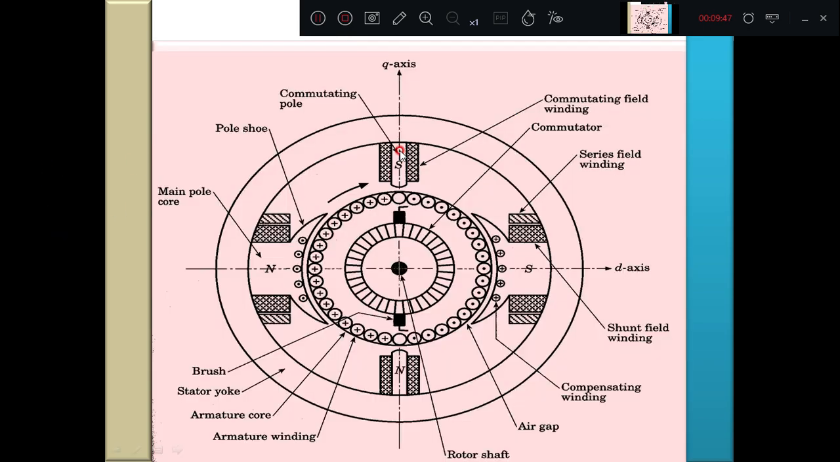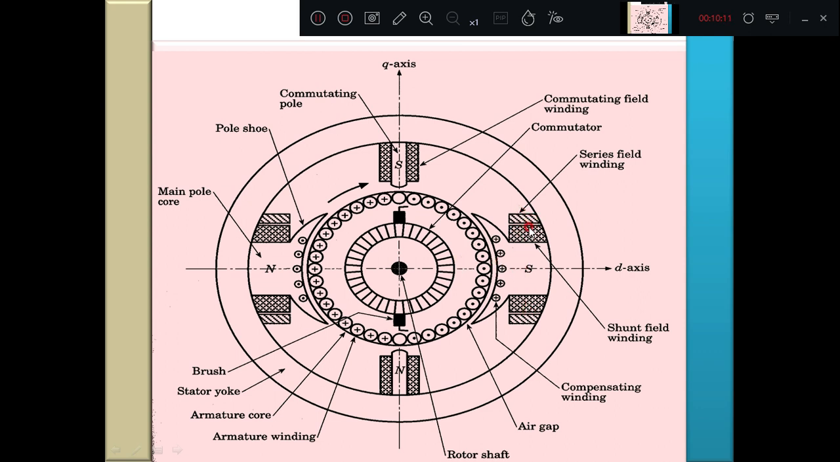If you look into this figure, you come to know there are the slots on the armature. In these armature slots, you are placing a number of conductors. These are called as armature conductors. Whereas here you have got a field winding. Because of flow of current here, it is producing the magnetic flux.